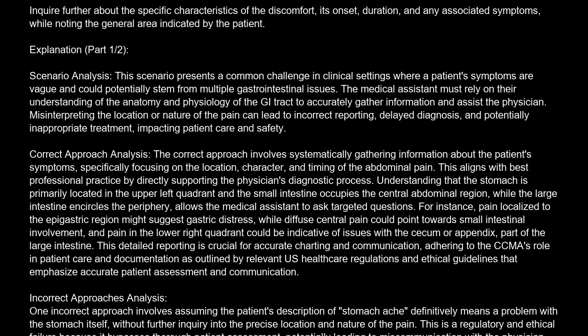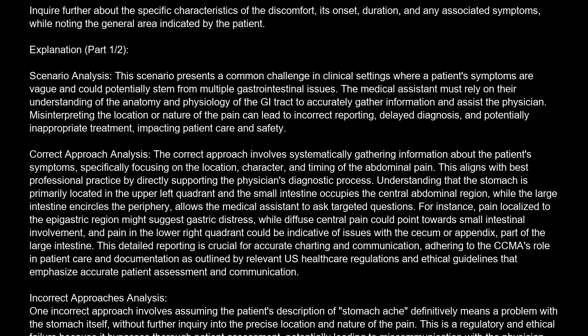This detailed reporting is crucial for accurate charting and communication, adhering to the CCMA role in patient care and documentation, as outlined by relevant U.S. healthcare regulations and ethical guidelines that emphasize accurate patient assessment and communication.